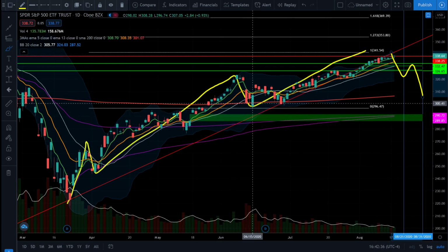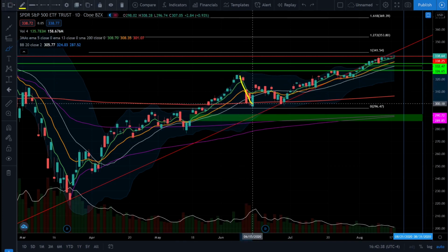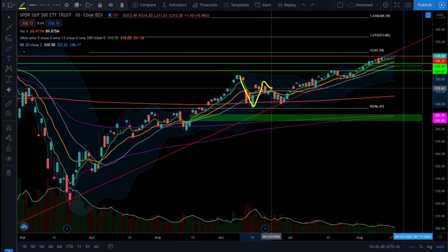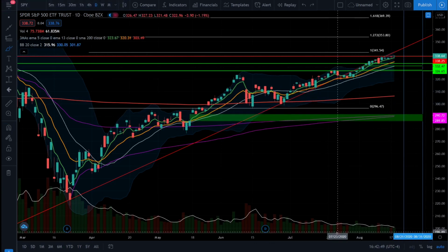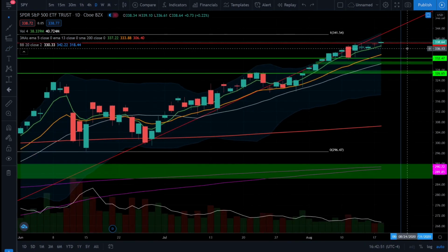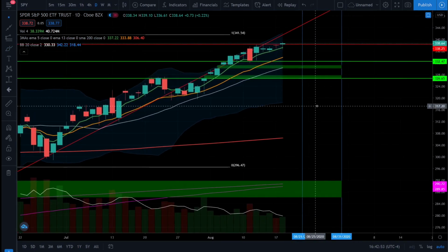So typically an ABC pattern would look exactly like what you see here, where you have a pullback, a bounce, and then a further pullback before ultimately resuming up to the upside. So there's no guarantee exactly how much we'll pull back, and we will get into the pullback areas once we start looking at the possibility of a correction.